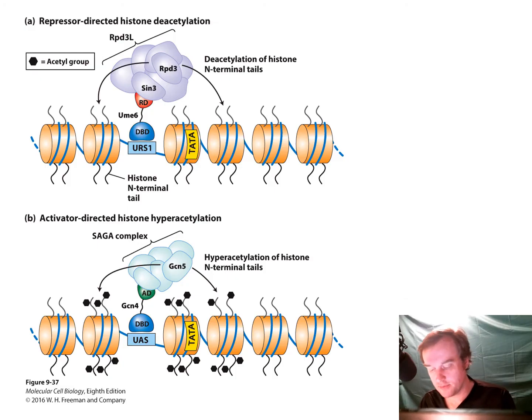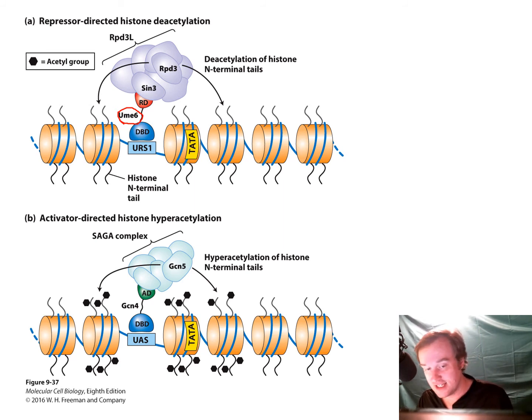So we've talked briefly about deacetylation and acetylation, and that is the modification of adding acetyl groups to histone tails to allow modifications to chromatin. So we're going to look at a couple of the models of how this mechanism works and how it affects gene expression. So repressors can direct this deacetylation at specific genes, in this case the UME6 protein, a repressor specifically.